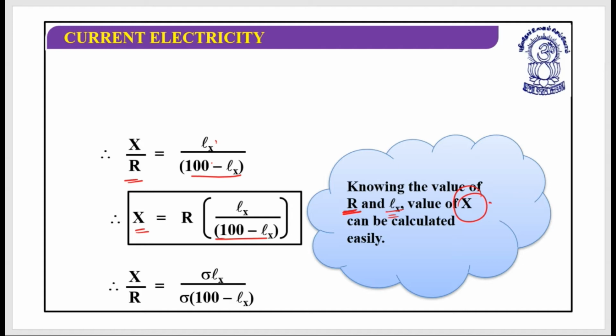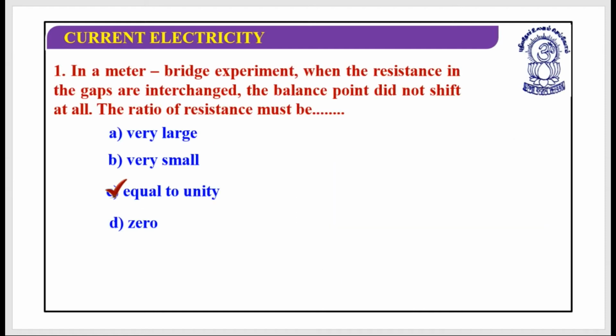Is it clear? Great. So we will go through the numericals, and as we go through them, there would be a clearer idea. So let's have a look. In a meter bridge experiment, when the resistances in the gaps are interchanged, the balance point did not shift at all.